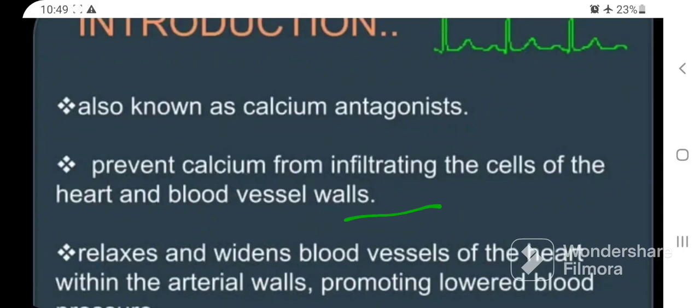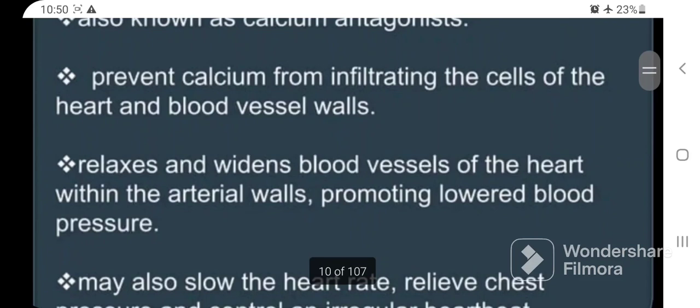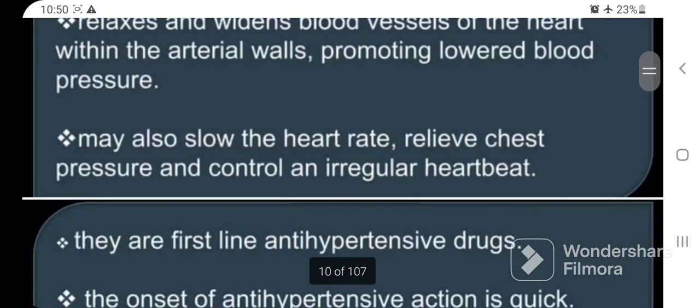If the maximum level of calcium gets liberated in the heart vessels, that leads to an increase in the BP, blood pressure. So what they are doing is preventing this infiltration of calcium. The next one: they relax and widen the blood vessels of the heart within the arterial walls, promoting lowered blood pressure, so that your BP can get lower.